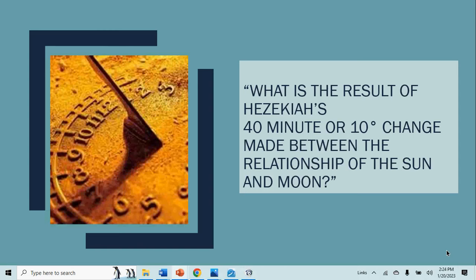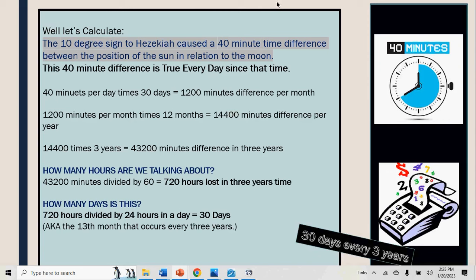So what is the result of Hezekiah's 40-minute or 10-degree change that was made between the relationship of the sun and the moon? Well, let's calculate. The 10 degrees sign to Hezekiah caused a 40-minute time difference between the position of the sun in relation to the moon. This 40-minute difference is true every day since that time. 40 minutes per day times 30 days is equal to 1,200 minutes difference per month. 1,200 minutes per month times 12 months is 14,400 minutes difference per year.